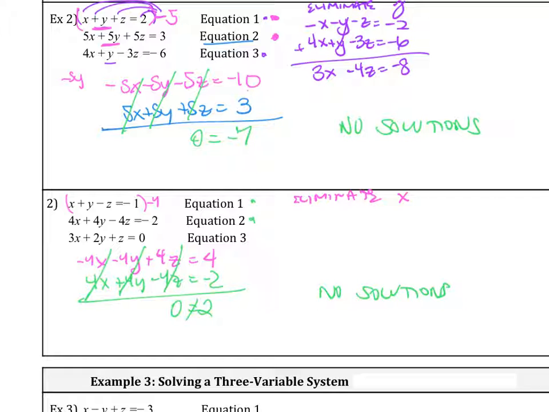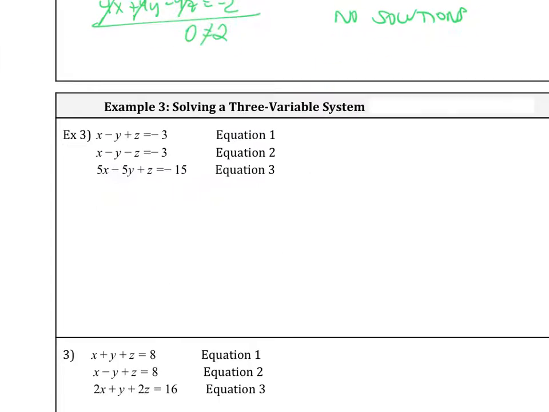Okay, if you try this out, I went ahead and eliminated x's. So I multiplied the top equation by negative 4x because I wanted a negative 4x and a positive 4x. So I multiplied all the way through. Then the bottom one, I just used equation 2 and added it together, and I got 0 does not equal 2, so this is no solutions.